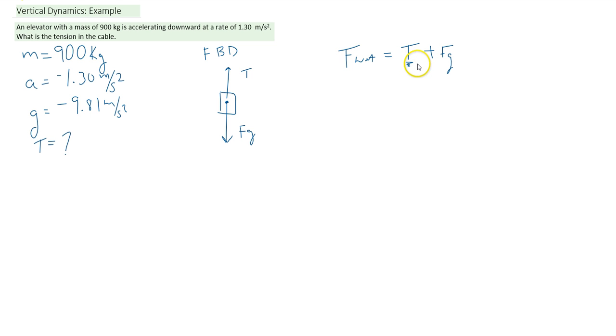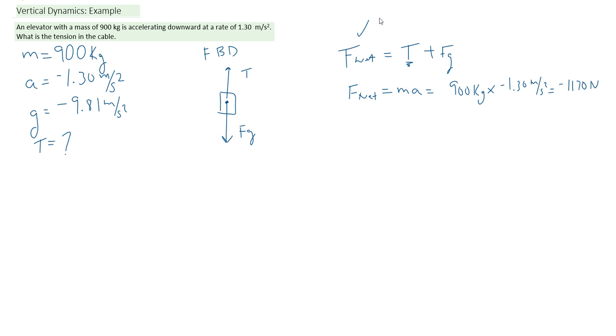Now, we're looking for the tension. We don't have the net force or the force of gravity, but we can calculate those. And so we calculate the net force. Remember, net force comes from Newton's second law. That's mass times acceleration. Our mass is 900 kilograms times the acceleration of the object, which is negative 1.30 meters per second squared. And that gives us a net force of negative 1,170 newtons.